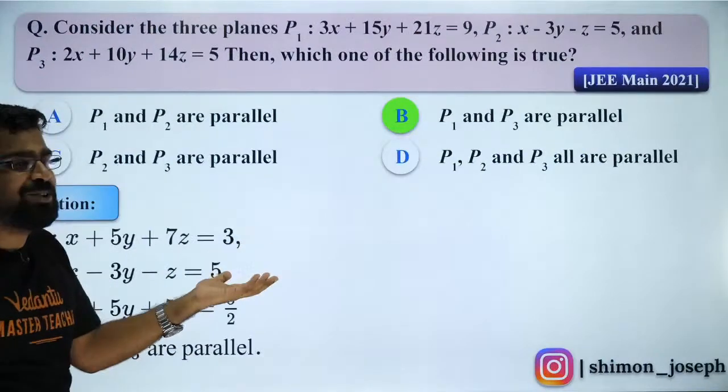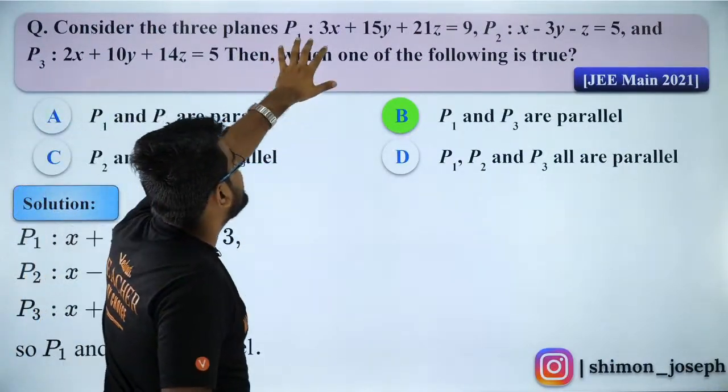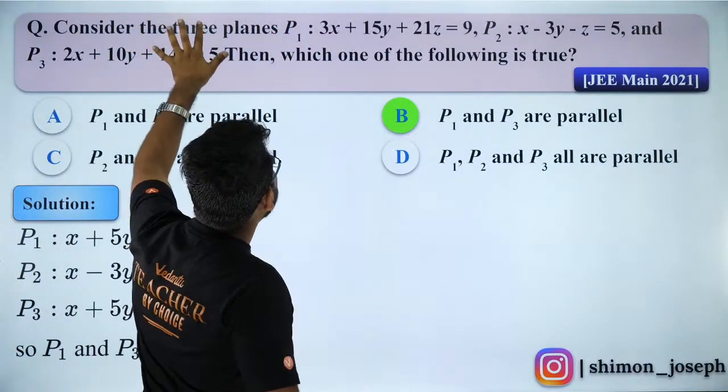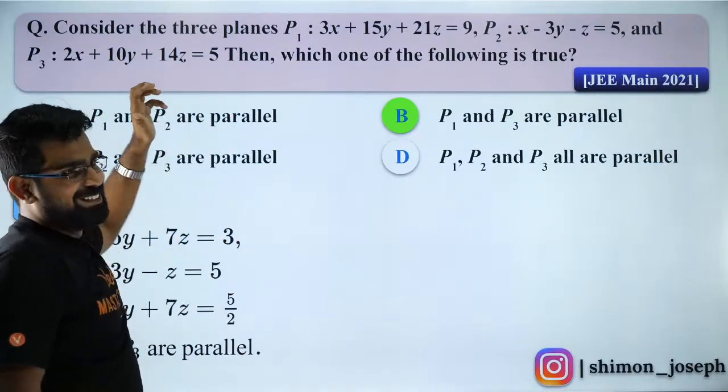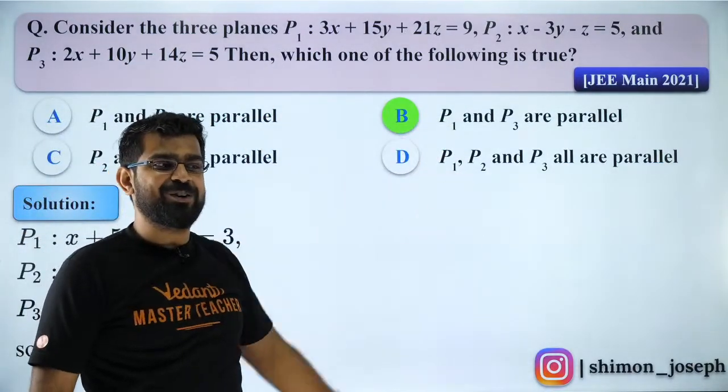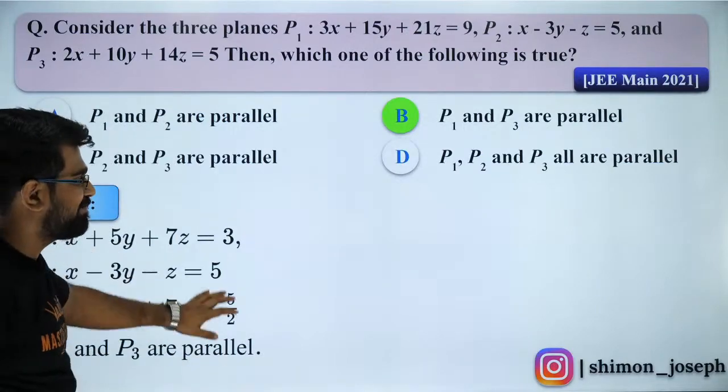That's it. That's all you need to do. So just figure out that these two are proportional and that's it. That will tell you that they are parallel. Okay, it is such an easy question.